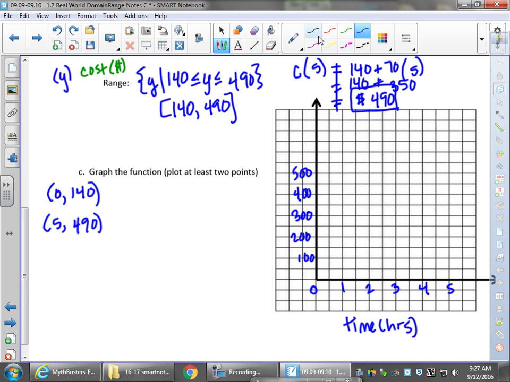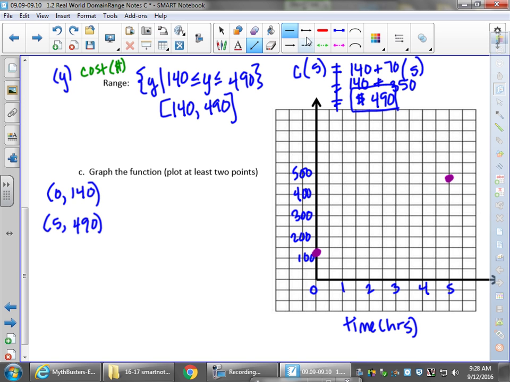So what's my first ordered pair? 140. So 0 means I don't go left or right and I go up. Here's 150, so 140 is going to be a little underneath it. And then what's my other ordered pair? 5. 5 is 490. So here's 500, this is 450, so 490 is right about there.